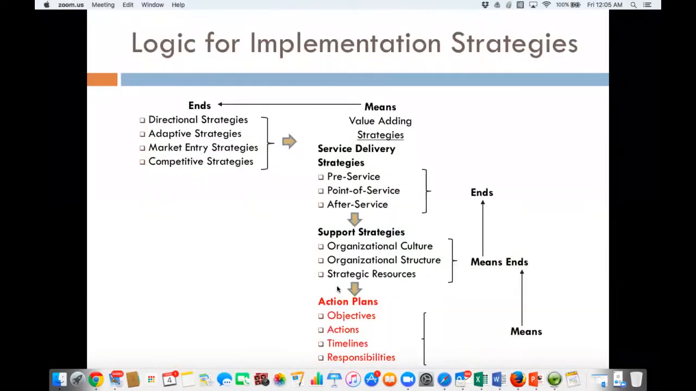So the logic for implementation strategies is a means-to-an-end type of activity, in which you have your ends, which are your directional strategies. You also have the ends of service delivery strategies, but the most important thing is that you have action plans that lead to those ends. So action plans involve objectives, actions, timelines, and responsibilities.